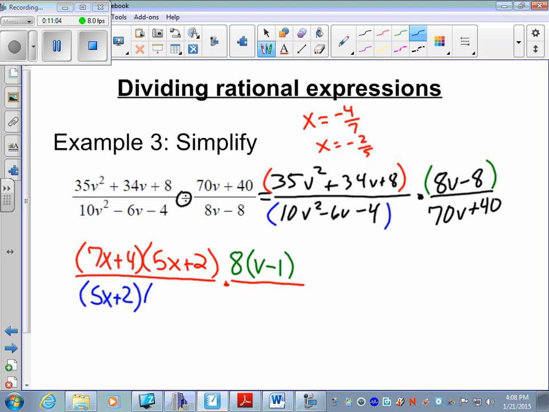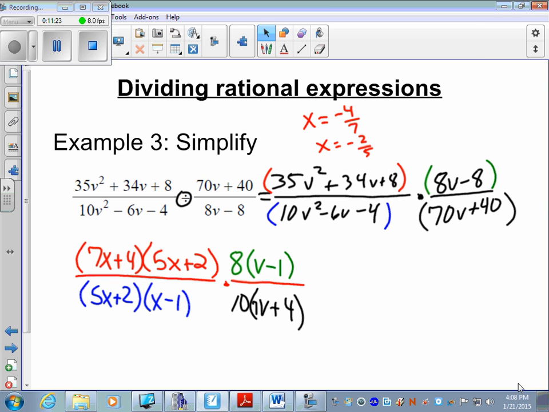And the next denominator, 70v plus 40, I can factor out a 10. And I'm left with 7v plus 4. I factored everything. Now I look at what I can get rid of, top and bottom. It went from v's to x's. I guess let's treat all those x's as v's.